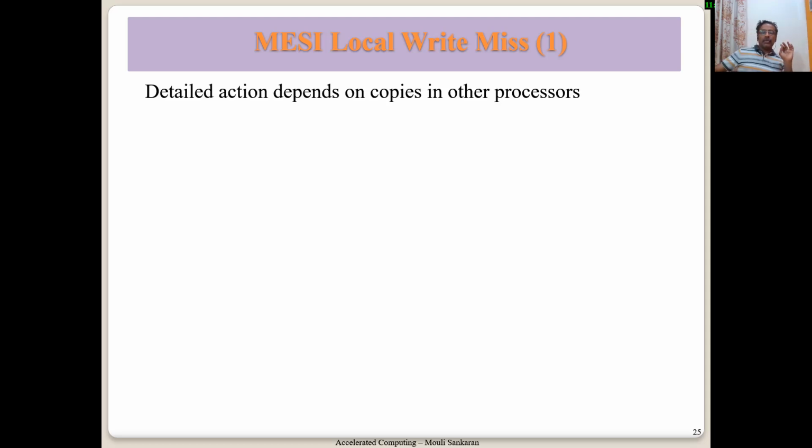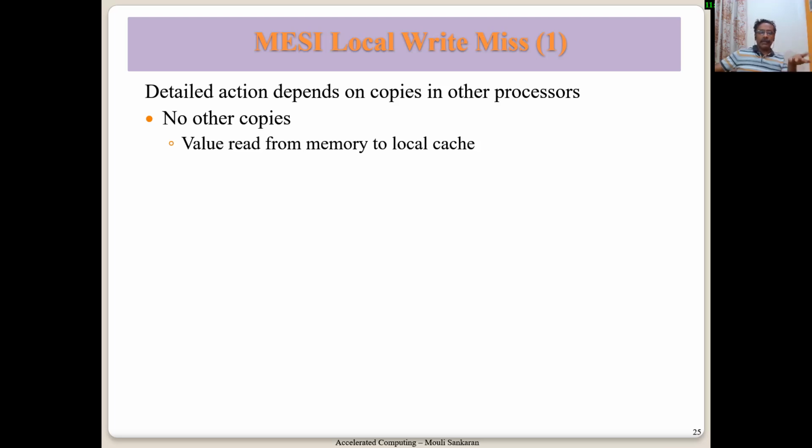Okay? So now, no other copies are there. That means nobody is owning it. This block is nowhere there. Then it is very simple. You are trying to write into it, and it is not being kept in any other core. Then you take it from main memory, own it straight away, make it M, keep it with you, and write the value into it. Value read from the memory, updated, keep it in M copy, done.